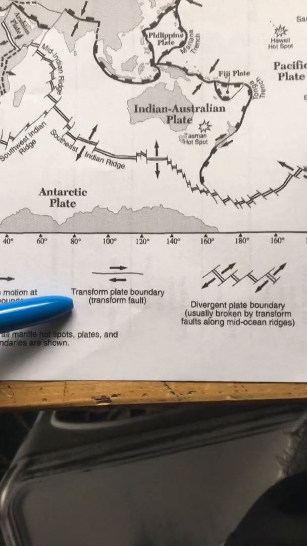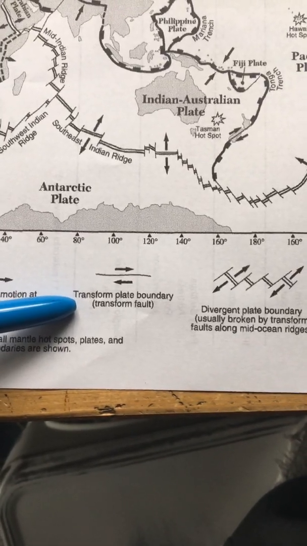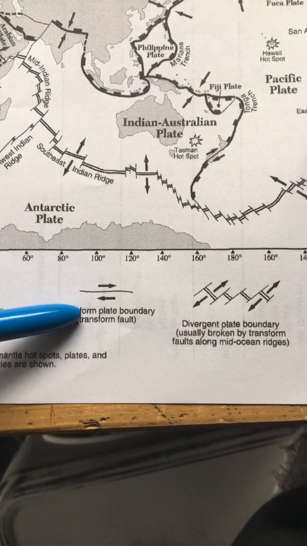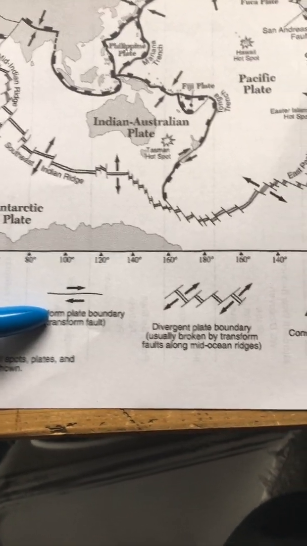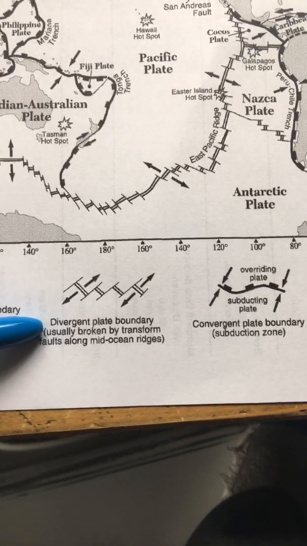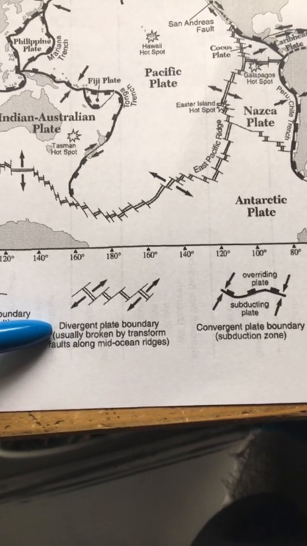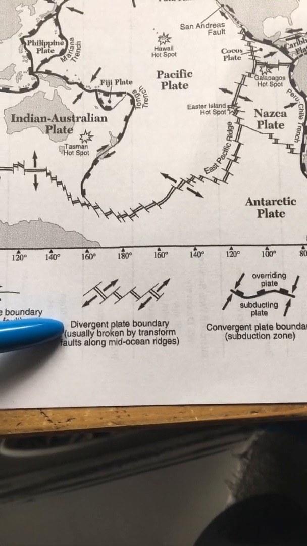So the first plate boundary is your transform plate boundary, and notice the arrows are moving side to side. San Andreas Fault, great example. We'll see that in a minute. Moving on to our divergent plate boundary. Notice arrows are moving apart. To diverge means to pull apart.